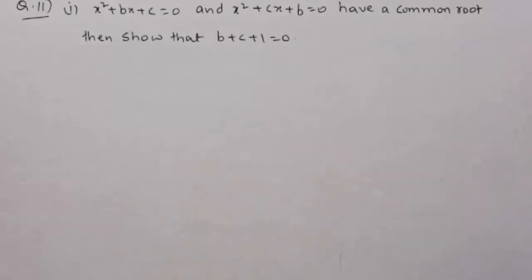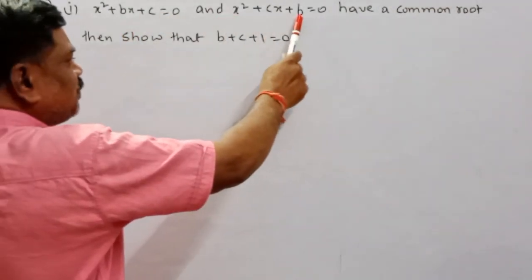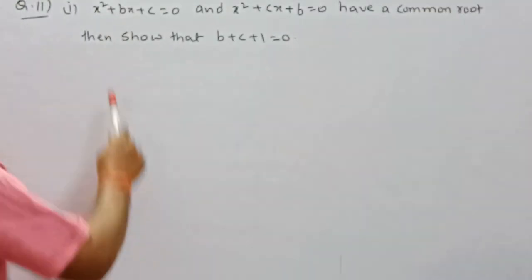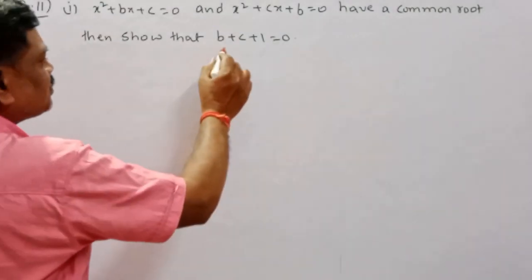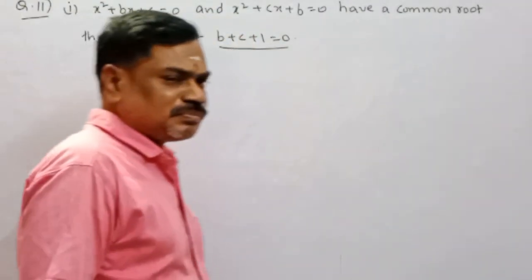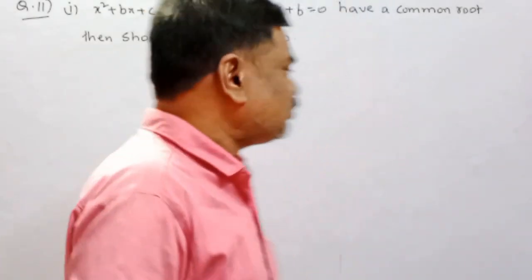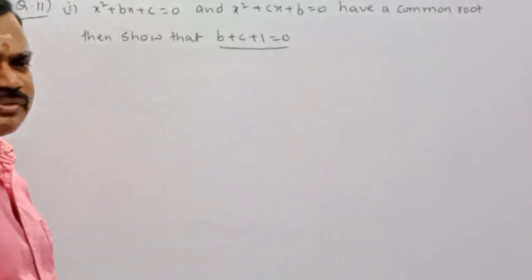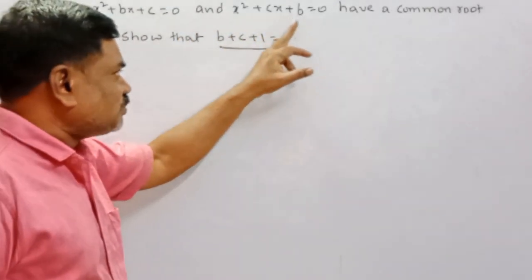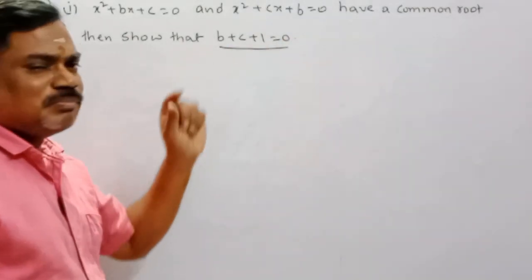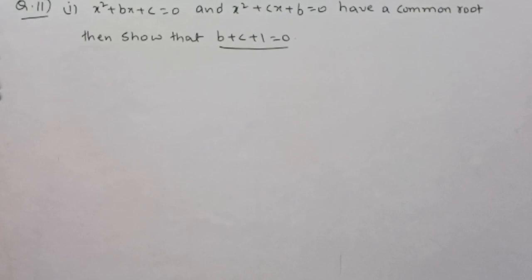More problems from quadratic equations. If the quadratic equations x square plus bx plus c equal to 0 and x square plus cx plus b equal to 0 have a common root, then show that b plus c plus 1 equal to 0. We have to prove the condition b plus c plus 1 equal to 0.